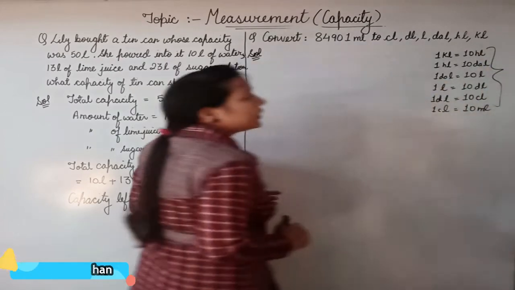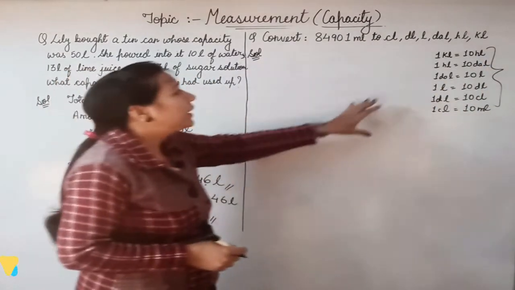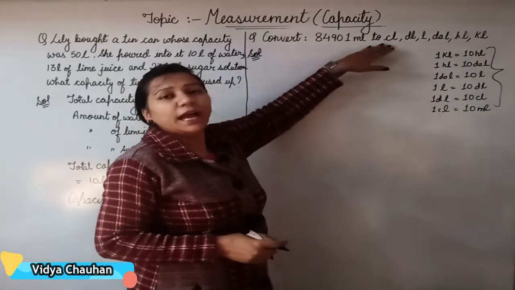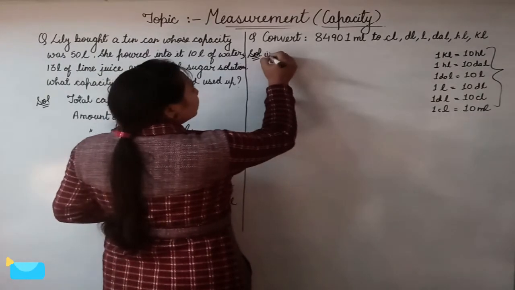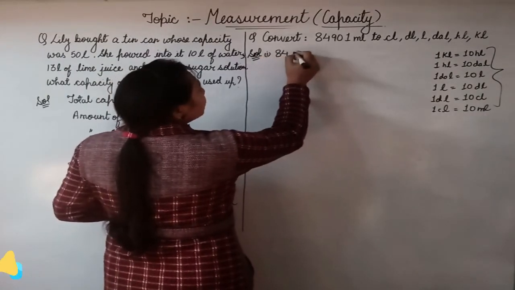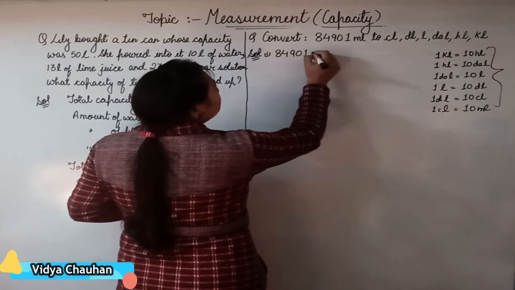So this is our conversion table which we are going to use to do the conversion as asked in the question. Now the first part, we will be doing it step by step. So 84901 milliliter.